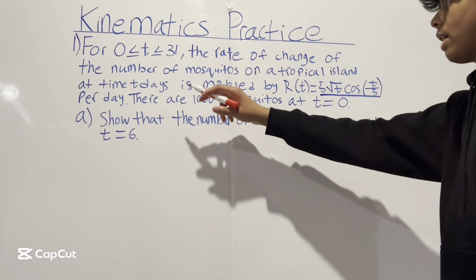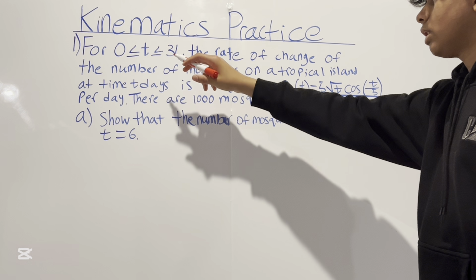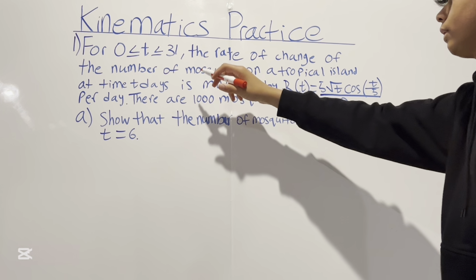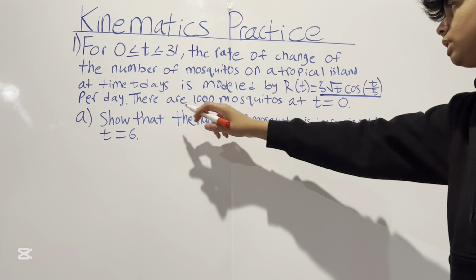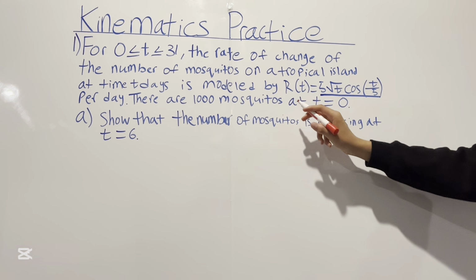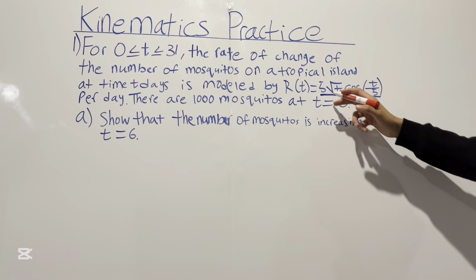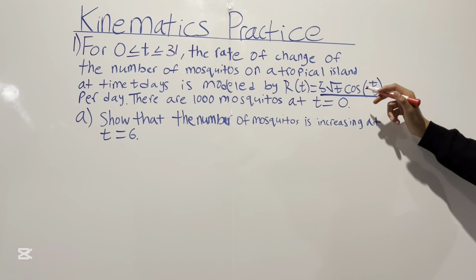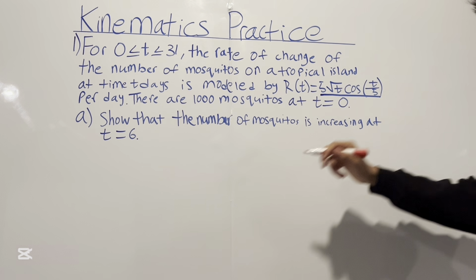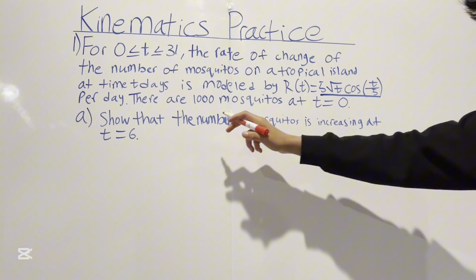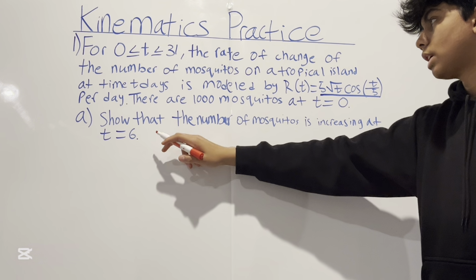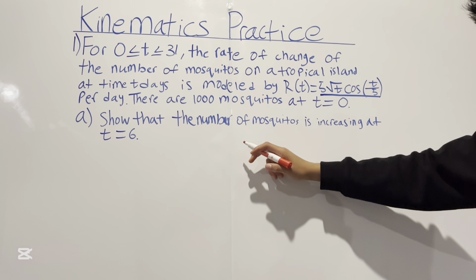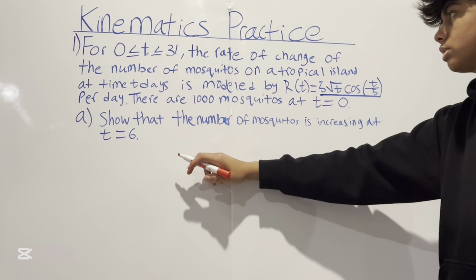Okay, question 1. We have, for t in the interval 0 to 31, the rate of change of the number of mosquitoes on a tropical island at time t days is modeled by the function r of t is equal to 5 square root t multiplied by cosine of t over 5 per day. There are 1,000 mosquitoes at t equals 0. So the first question says, show that the number of mosquitoes is increasing at t equals 6.